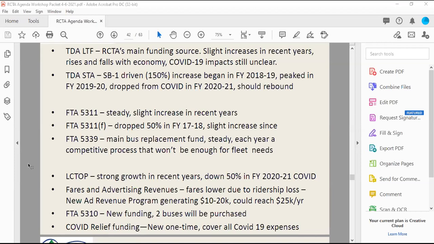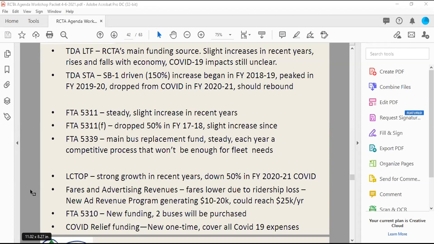So basically, COVID has been very good about handling not just our cleaning and our sanitizing of the buses and the air in the buses, but also handling the costs and the fare revenue that we didn't anticipate.